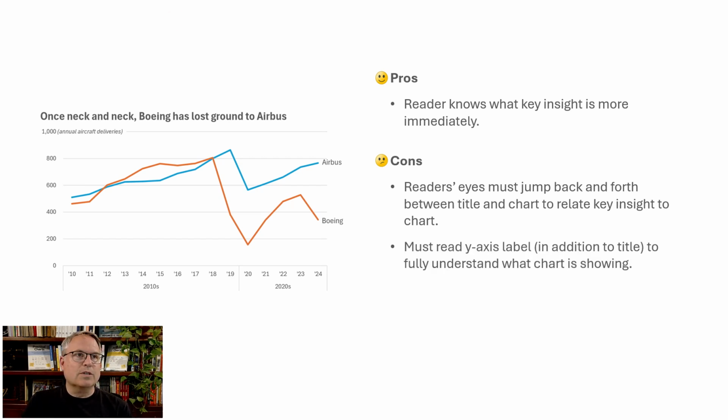And they also, of course, have to read the y-axis label to see, well, exactly what is this chart showing? Oh, it's annual aircraft deliveries. And that's important, right? Until they read that, they can't really understand what the chart is actually telling them.